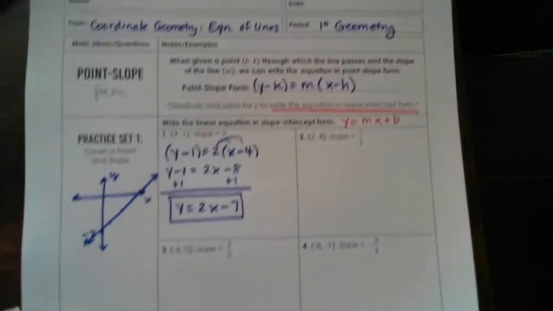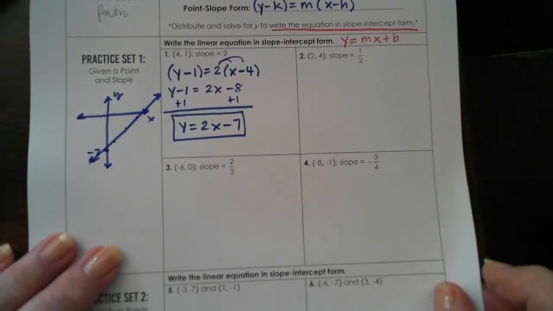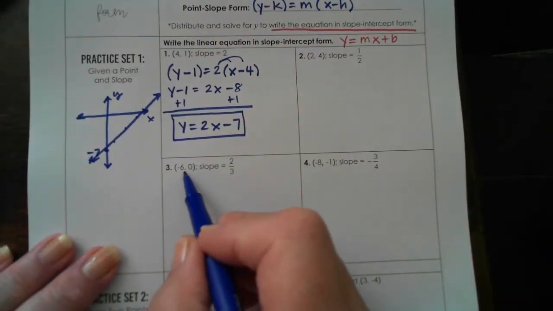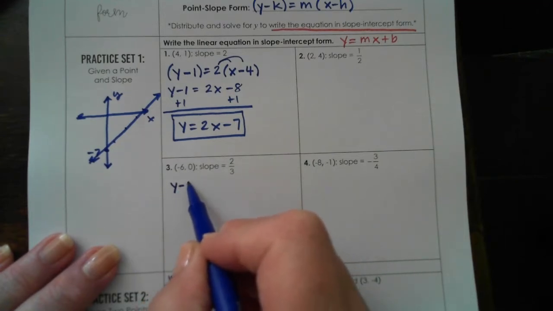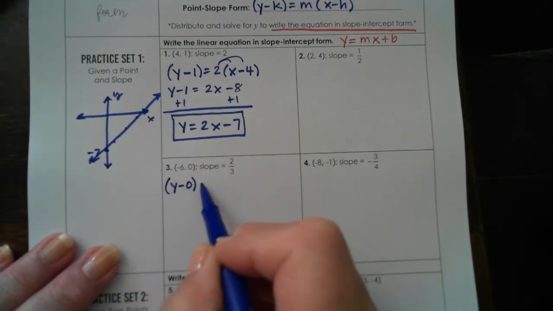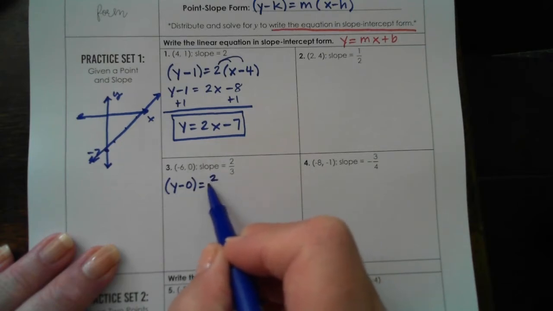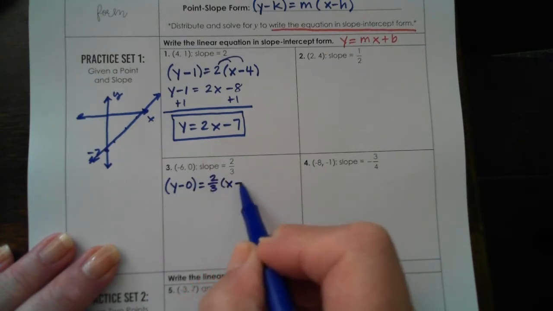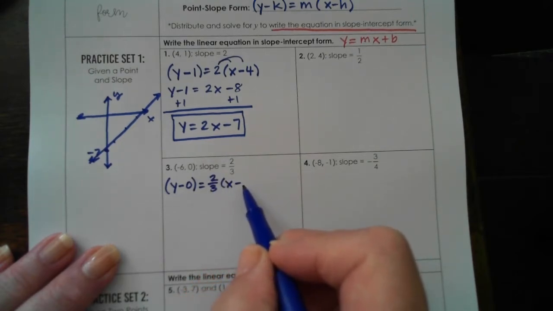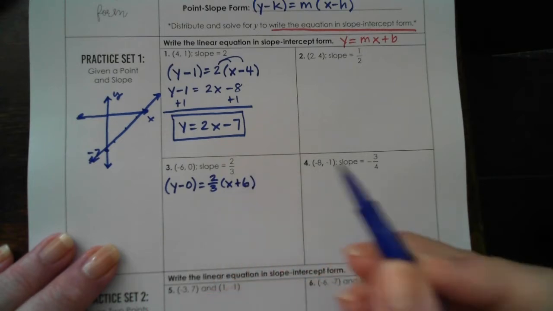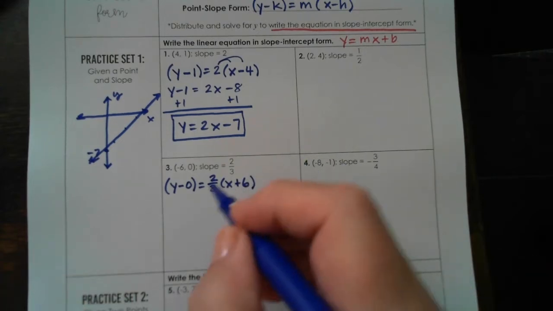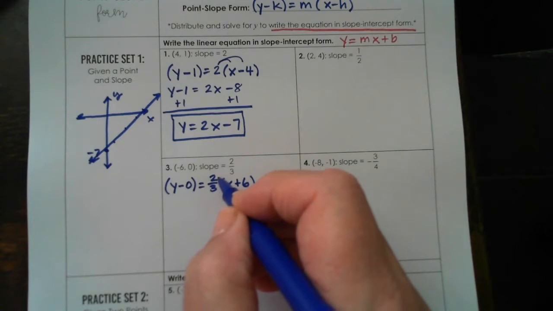We can do one more of these together. We're going to do problem number 3 together. Here's our point, and here's our slope. So we have y minus the y that was given, which is 0, equals the slope, 2/3, times x minus the x that was given. What was given was -6. We're going to subtract a negative, which turns it into addition. I made the 2 slashes and created an addition symbol. We're going to simplify and solve for y.